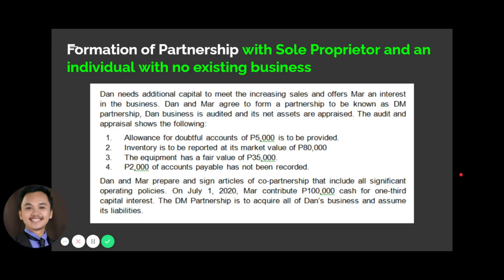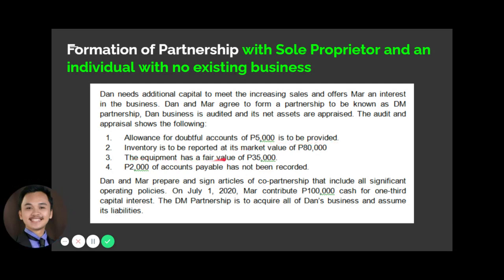Now, Dan needs additional capital to meet the increasing sales and offers Mar an interest in the business. Dan and Mar agree to form a partnership to be known as DM Partnership. Dan's business is audited and its net assets are appraised. So meaning there is an appraisal on the net assets, so there is a need for revaluation. The audit and appraisal show the following. These are the items subject to adjustment, the assets and liabilities to be revalued. So first, we have an allowance for doubtful accounts of 5,000 to be provided.